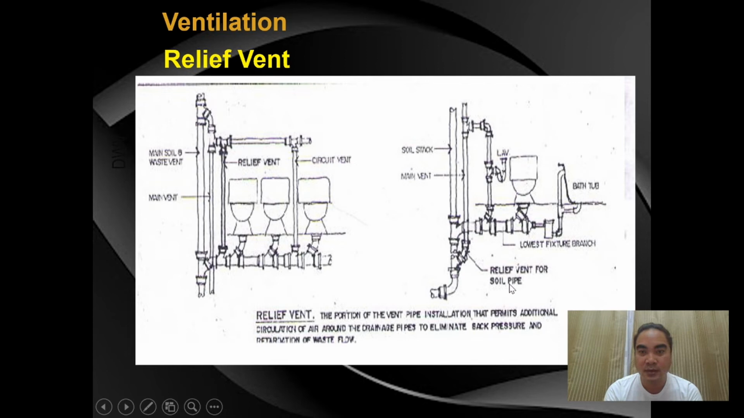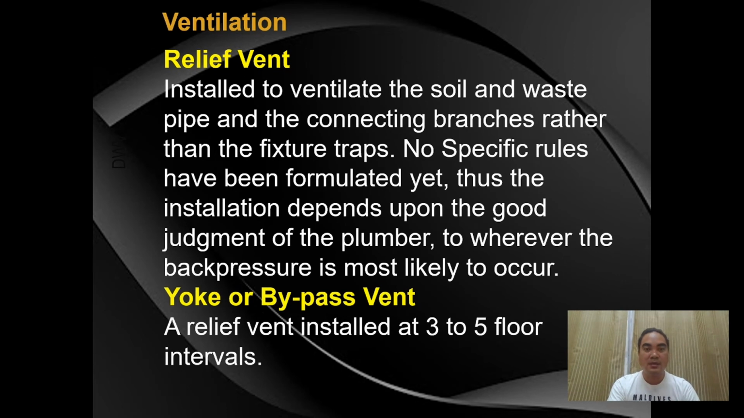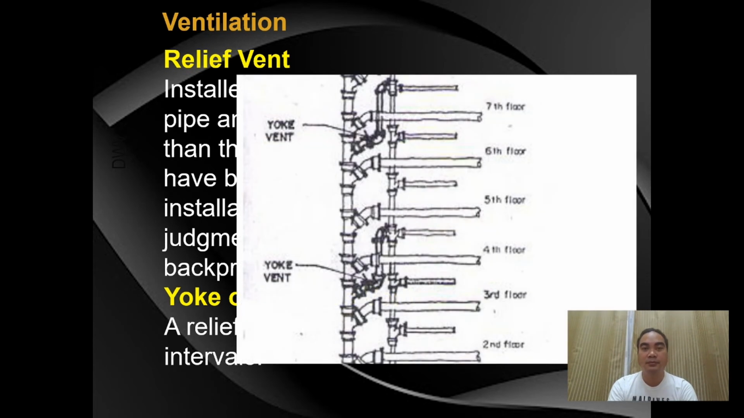Relief vent. A portion of the vent pipe installation that permits additional circulation of air around the drainage pipe to eliminate back pressure. Yoke or bypass vent. A relief vent installed at 3 to 5 floor intervals. Yoke vent.